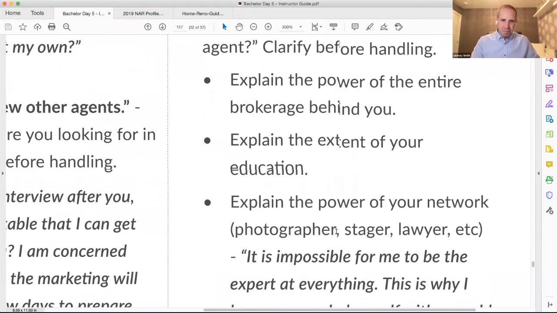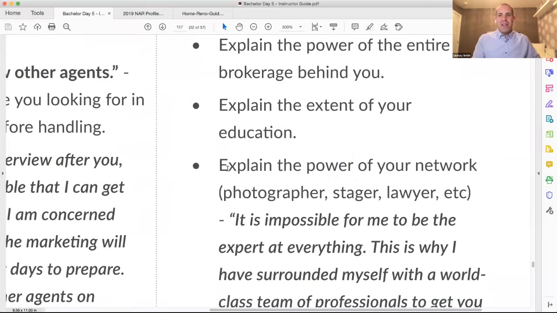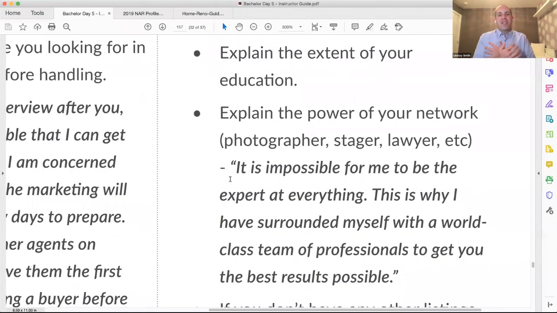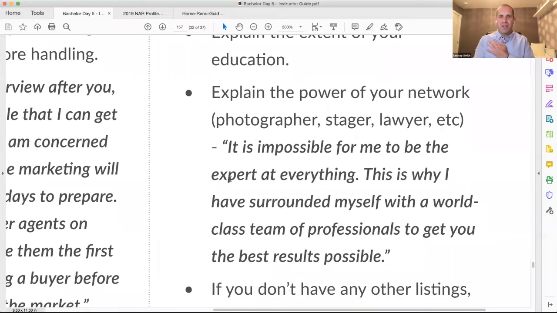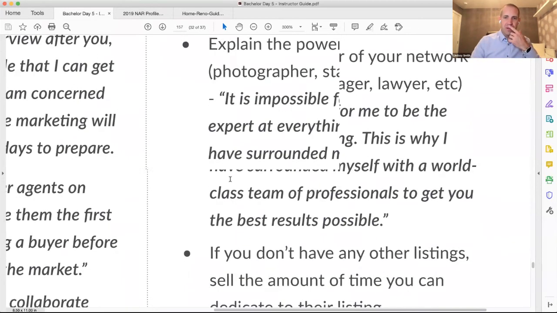So explain the extent of your education, the power of your education, how up and modern your education is. And then also explain the power of your network. And this is where you want to align with some of the best people in the industry. Find out who the best photographers are. Find out who the best stagers are. Find out who the best lawyers are. And then I love this statement of, it's impossible for me to be an expert at everything. This is why I've surrounded myself with a world-class team of professionals to get you the best results. You don't just hire me, you're hiring my entire team of professionals to get the job done. My role is to provide the best marketing for your home, and then we work with everybody else.